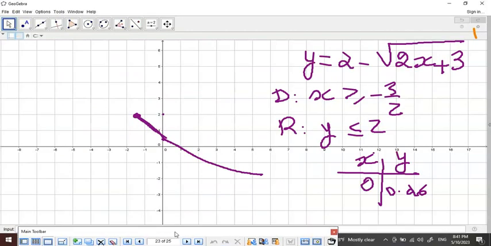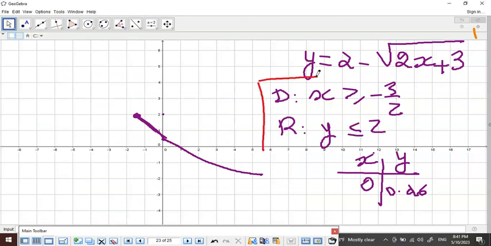How do we graph it? I already did it here. But I know that the domain is x bigger or equal than minus 3 over 2, and the range is y less than or equal to 2. But before, I want to check if this is right. Is it right that my domain is this and my range is this?